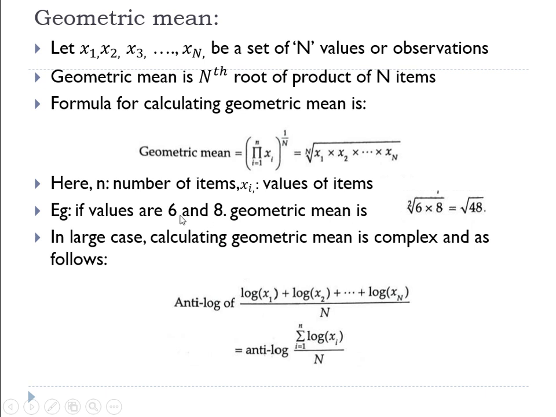The geometric mean of this is: multiply 6 and 8 and then take the root of that with 2. Why 2? Because I have only two data points here, two observations or two values here. So the square root of 48 would be the geometric mean.